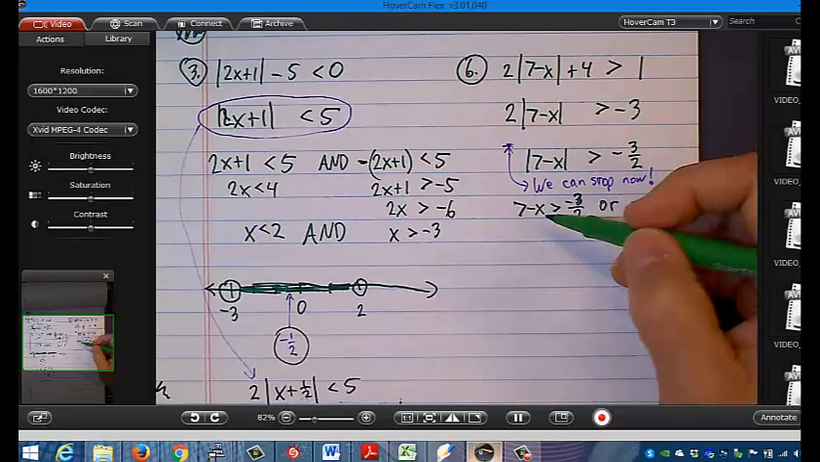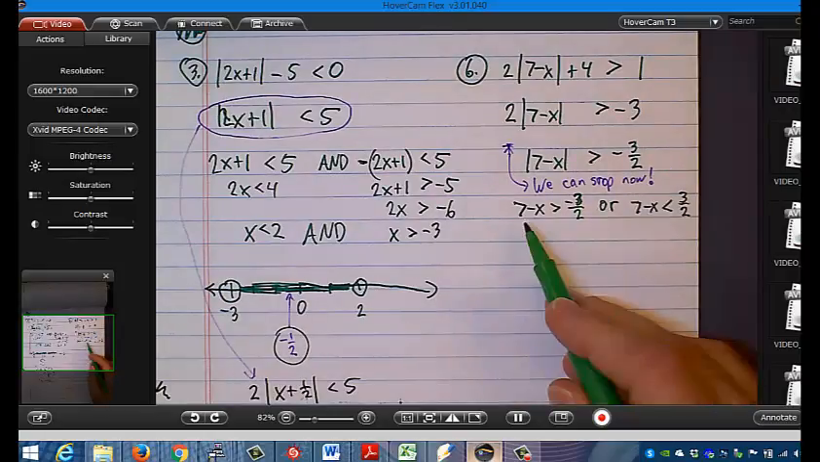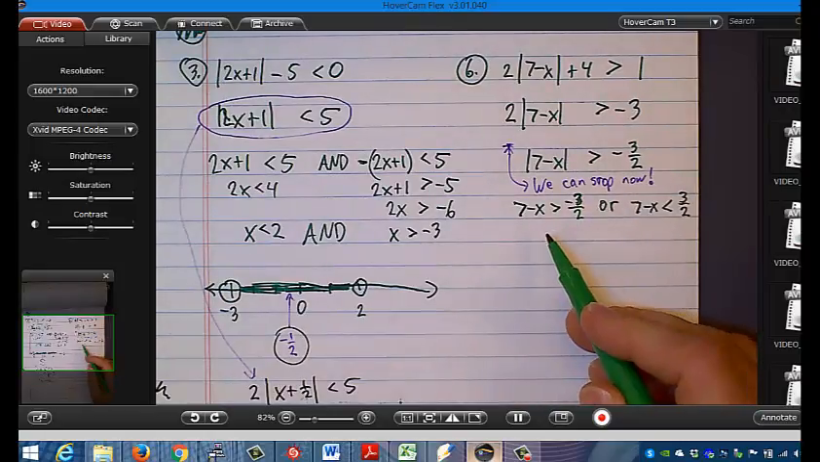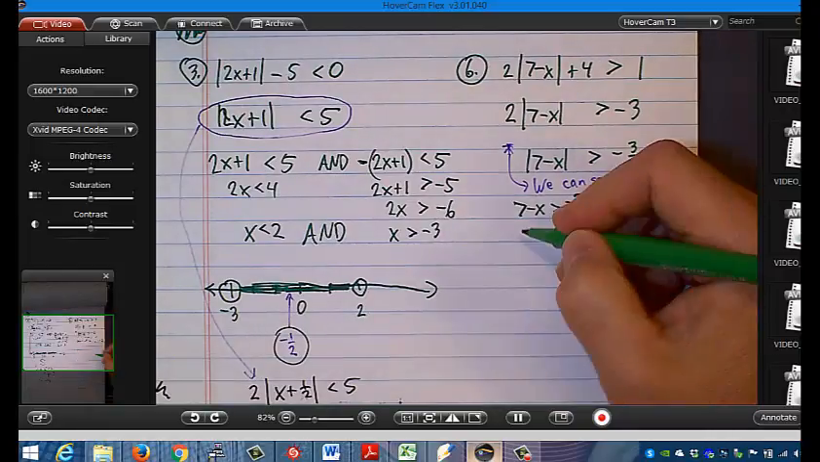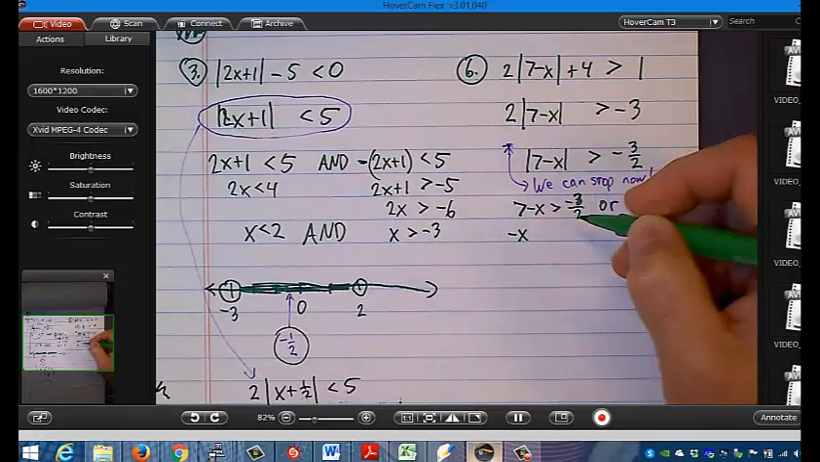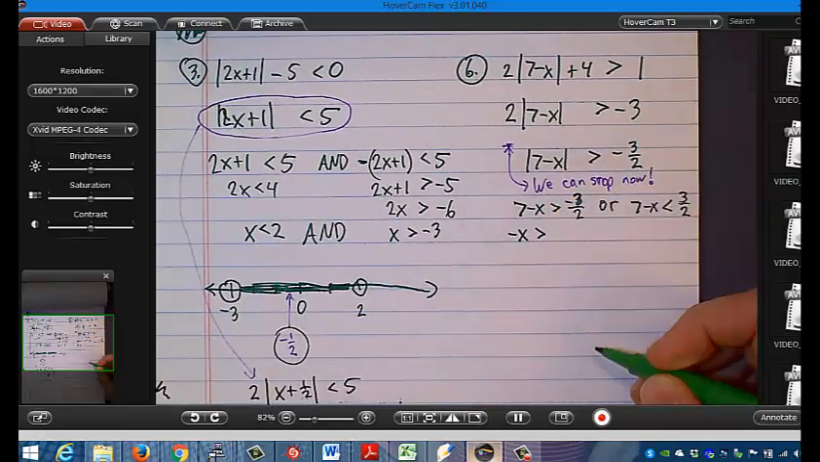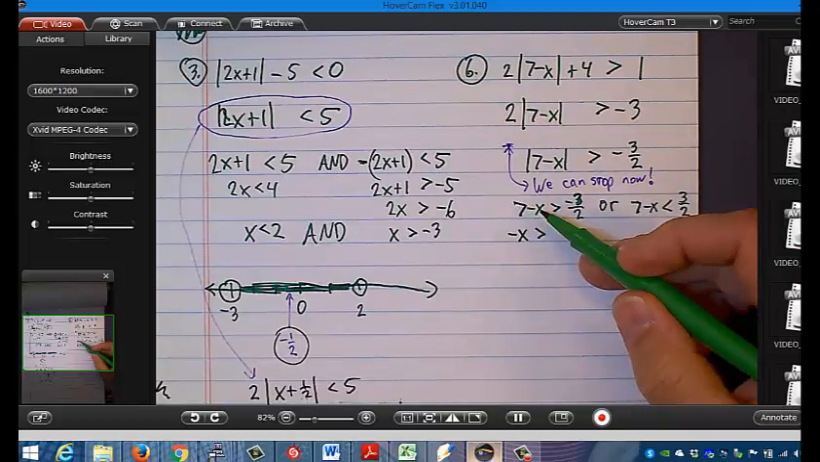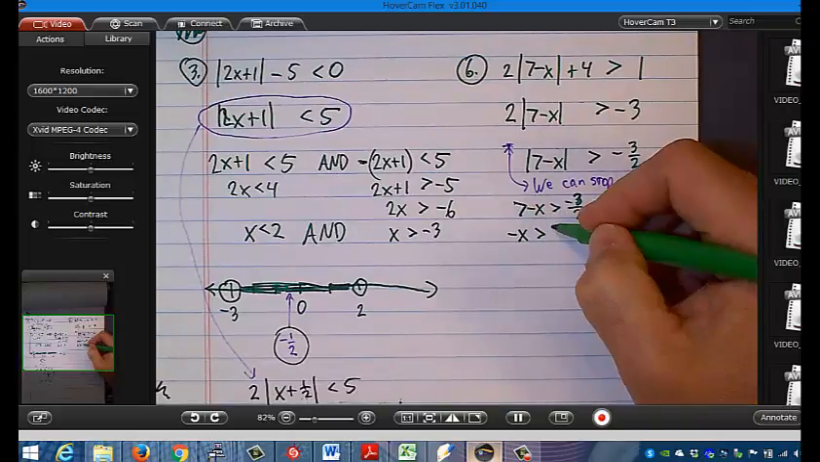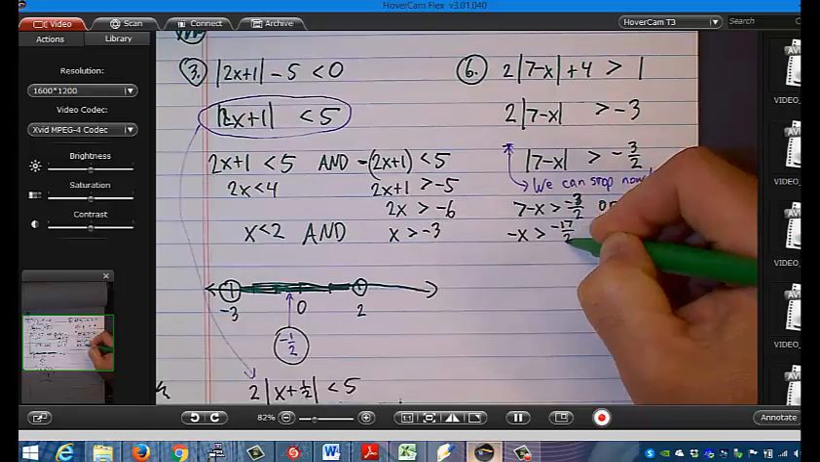So let's see, we get, next step, did you guys subtract 7? No, what do you guys do next? Add x? You tell me. Subtract 7. Oh, okay. So then you get minus x is greater than, okay, so I have to do negative 3 halves minus 7, which is minus 14 halves. I'm getting negative 17 halves. Does that sound right?